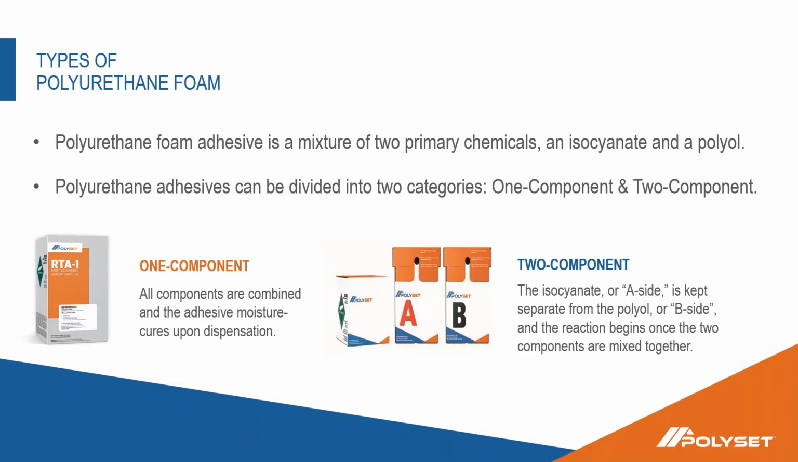On the right side, that's a 2-component product. Those two chemicals, the isocyanate and the polyol, are kept separate. Once the chemicals combine, that's when the reaction begins during the mixture.